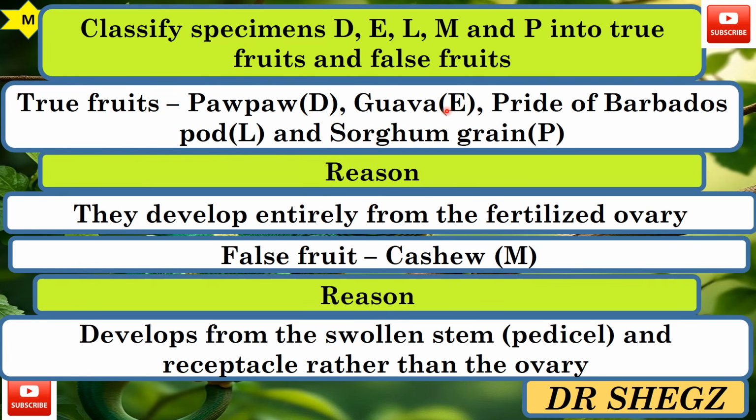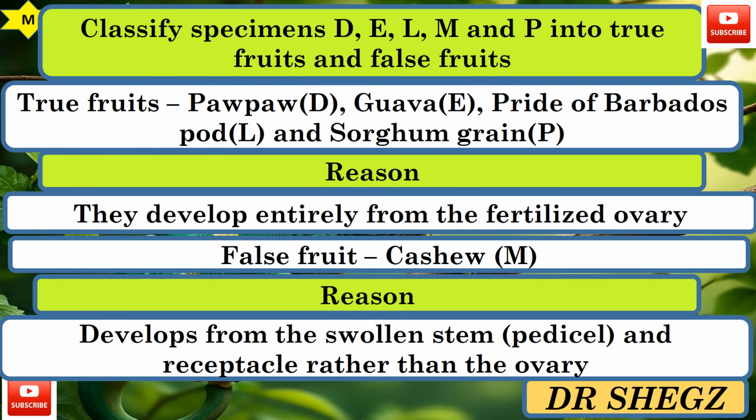Now let's classify them into true and false fruit. Most of these fruits we've done: pawpaw, guava, Pride of Barbados, and we do sorghum. Sorghum is the last specimen that we'll deal with. And why are they true fruits? Because remember, true fruit develops from the fertilized ovary alone, while false fruit develops from the ovary and some other parts of the flower. Like the cashew is a false fruit.